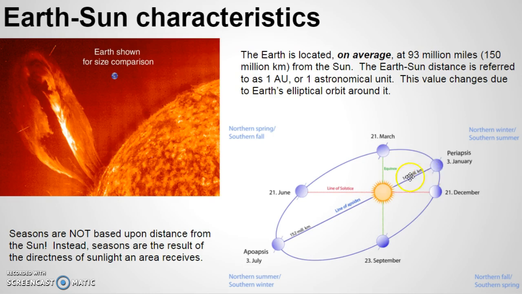But in this case, we've got this closest distance, perihelion, and this furthest distance, aphelion, and we can get an idea as to what's taking place as the Earth is orbiting the Sun, as gravity is holding it in this orbit. So moving on, the seasons are not based upon the distance from the Sun. Instead, seasons are the result of the directness of sunlight an area receives. And I'm reiterating this because in July, when we're furthest away, the Northern Hemisphere is experiencing summer. That is the result of the directness of sunlight, as I've mentioned a couple times.